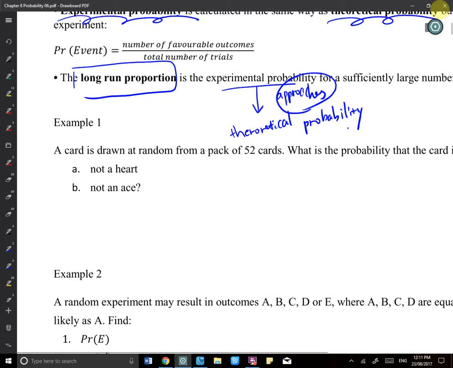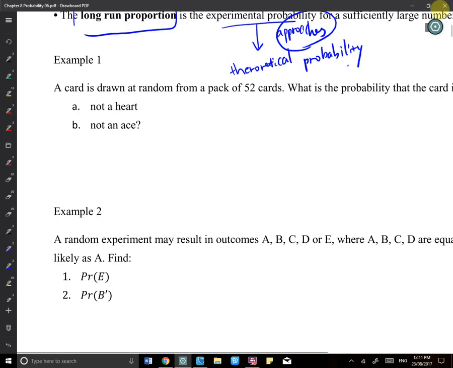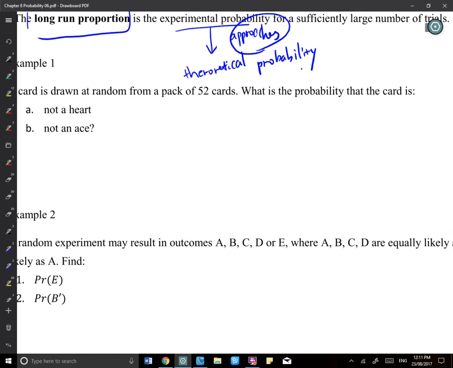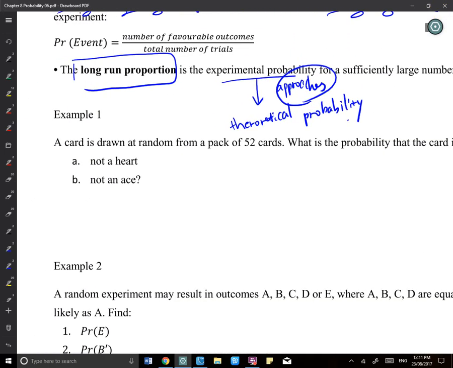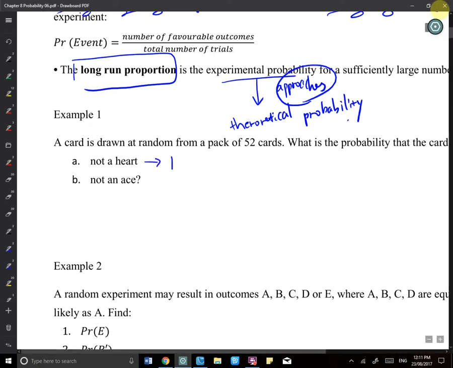Okay, so let's have a look at example 1. Example 1 says a card is drawn at random from a pack of 52 cards, and what is the probability that the card is not a heart? Probability is not a heart. What is the probability it is a heart? You have 13 out of 52, it is a heart. That's a quarter. So not a heart will just be 1 minus a quarter. That's 3 quarters.